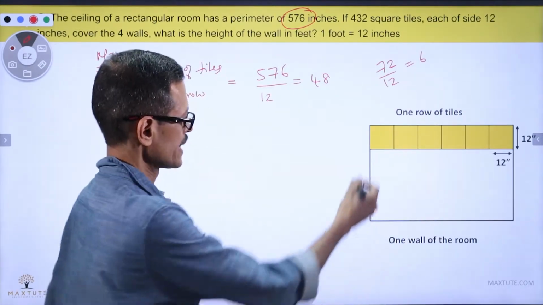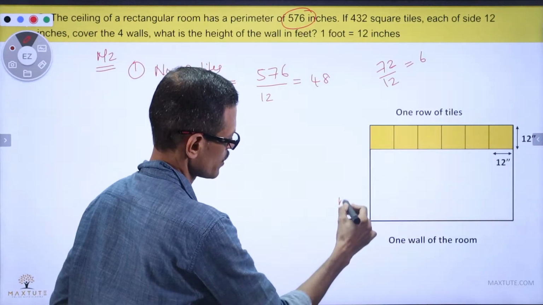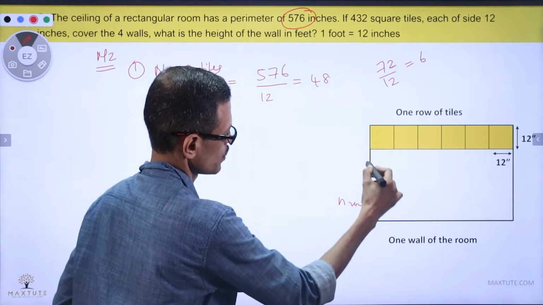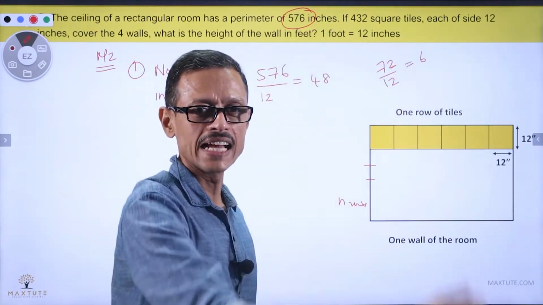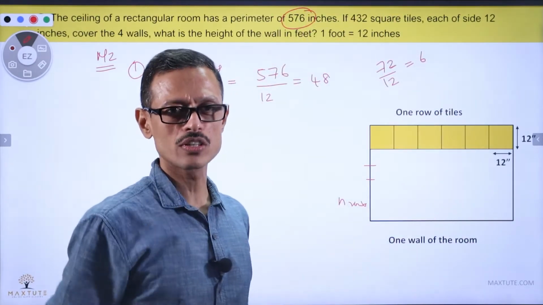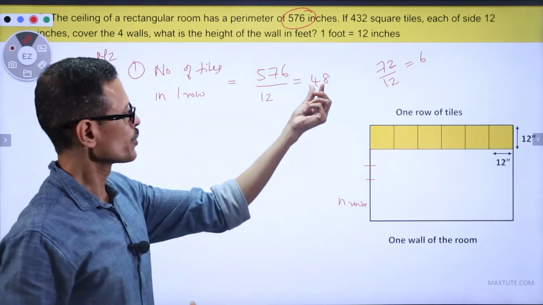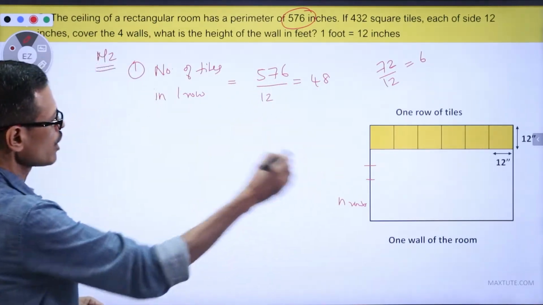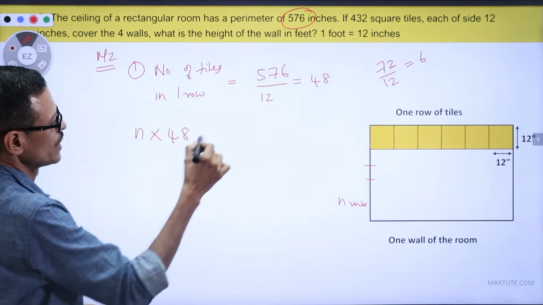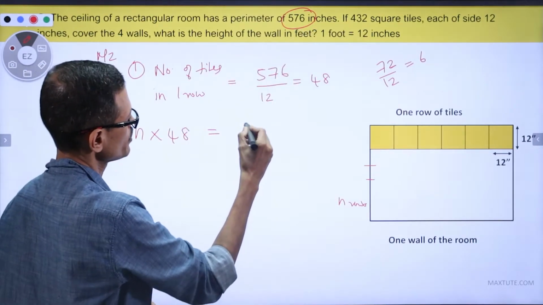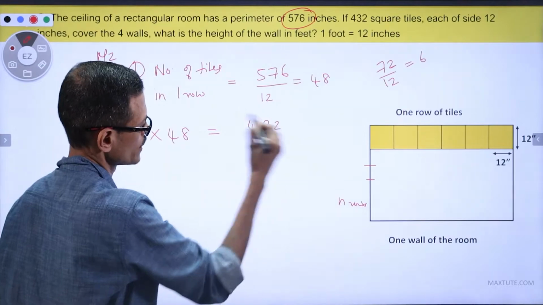Now let's say this entire height is covered using n such rows. This is row number 1, row number 2, row number 3, so on and so forth. We are covering this entire wall with n rows of tiles. Each row has 48 tiles. In all n rows taken together, you will have n times 48 tiles. How many tiles did we use in total? We have used a total of 432 tiles.